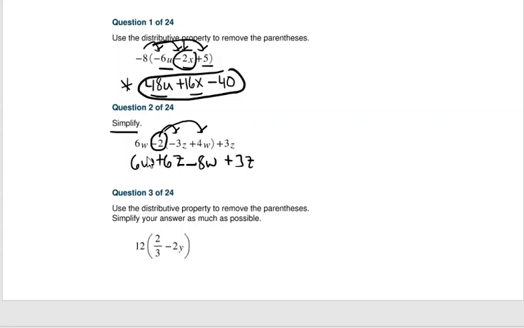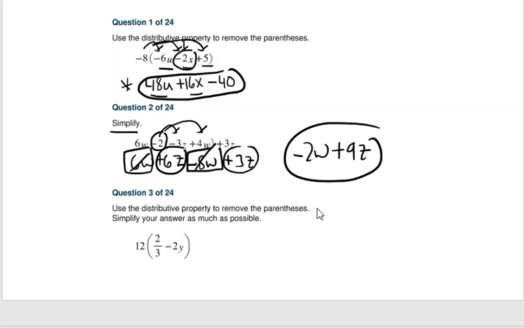So now we combine like terms. Remember, like terms are terms that have the same variables raised to the same powers. So 6w, and this is a negative 8w because there's a minus sign in front of it. We need to think about this as being a negative 8. So a 6w and a negative 8w would be a negative 2w. And then we have a positive 6z and a positive 3z, which becomes a positive 9z.